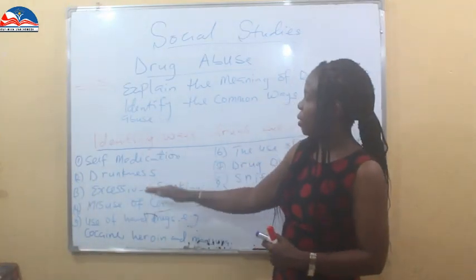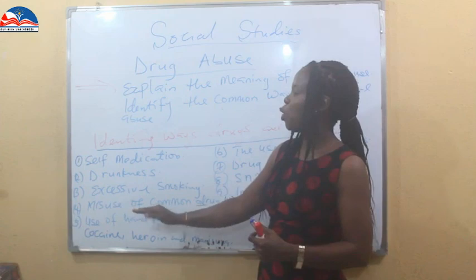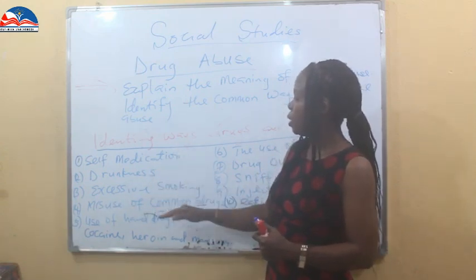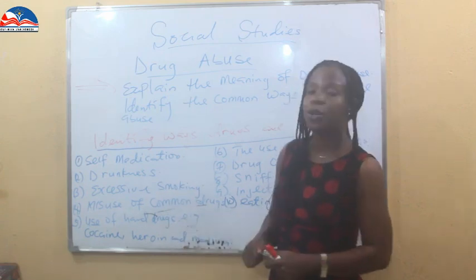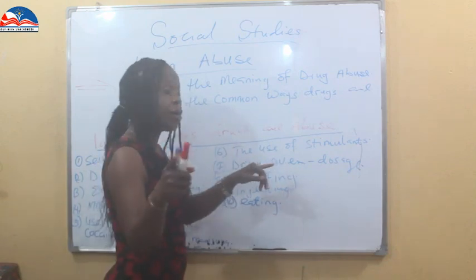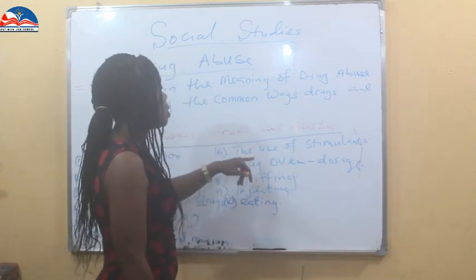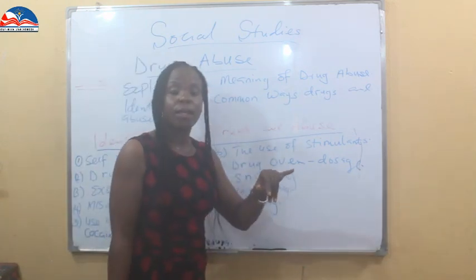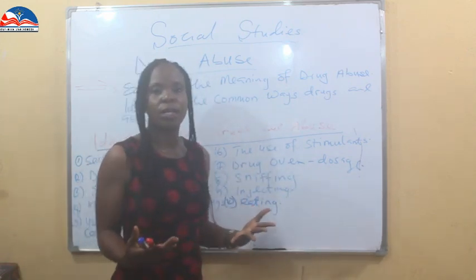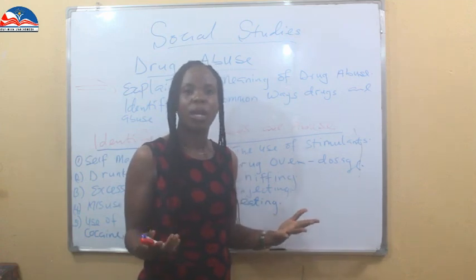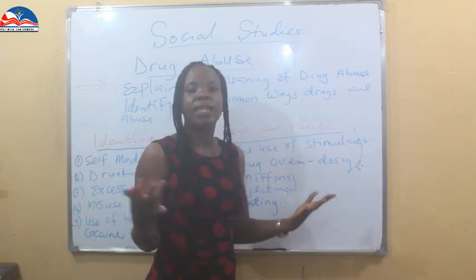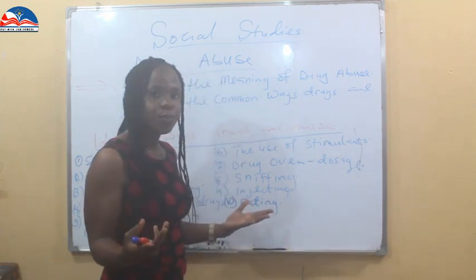So we have seen these 5 ways that drugs can be misused: self-medication, drunkenness, excessive drinking, smoking, misuse of common drugs, and use of hard drugs like cocaine, heroin, marijuana. Now, another area where drugs can be misused is the use of stimulants, things that stimulate the individual. It can be natural stimulants or artificial stimulants. Natural stimulants are stimulants that nature has produced for us.